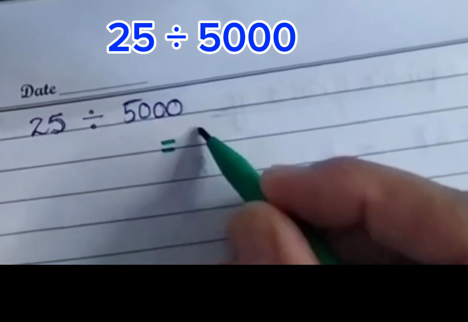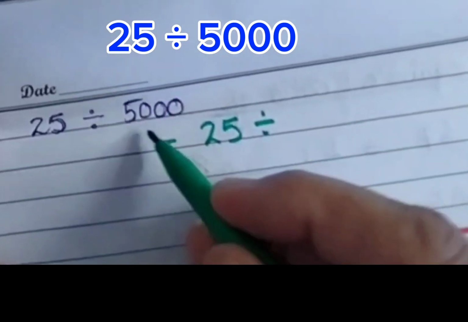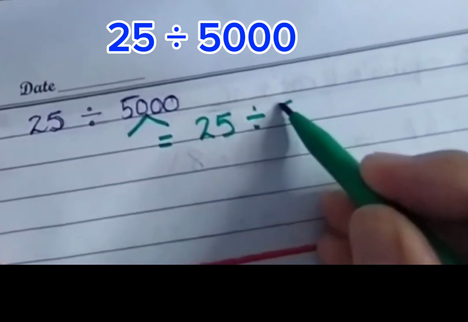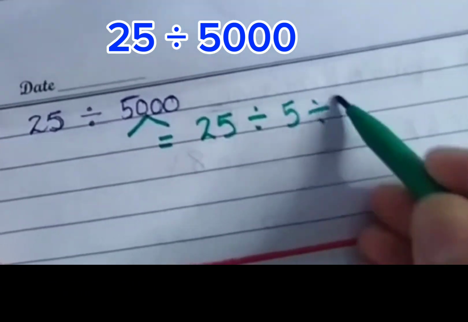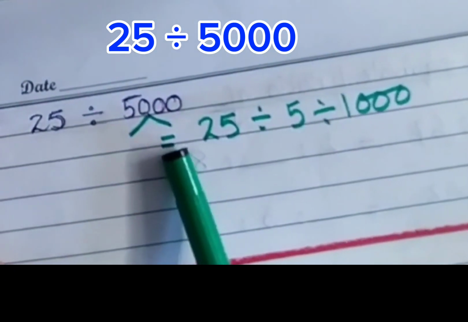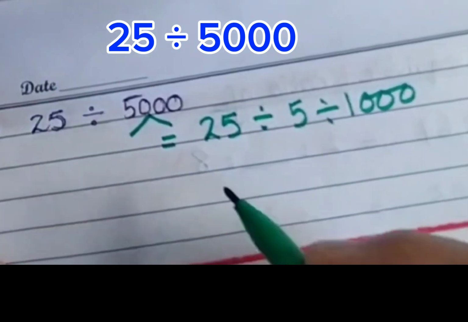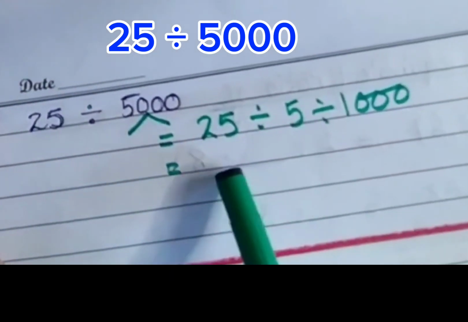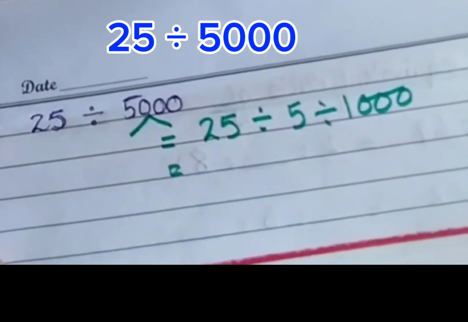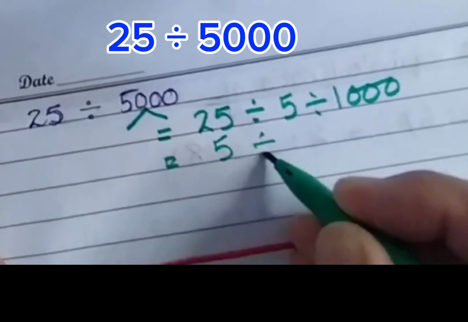Okay, 25 divided by 1000. Split the number 5000 this way. Then let's find out what is 25 divided by 5. 5 5s is 25. Now 25 divided by 1000.